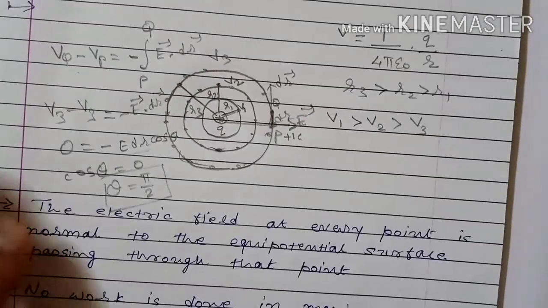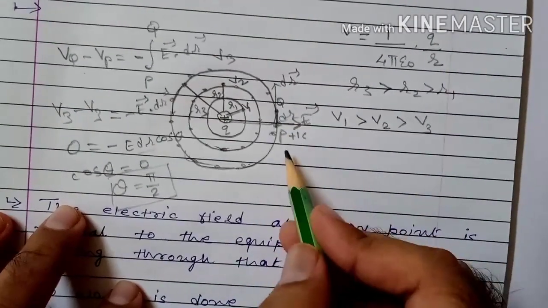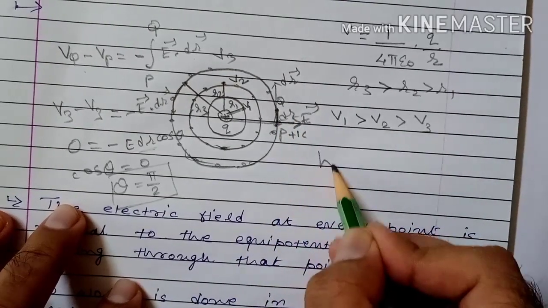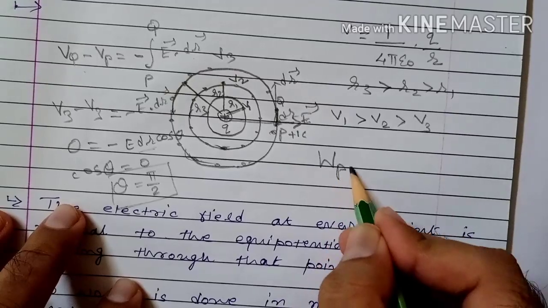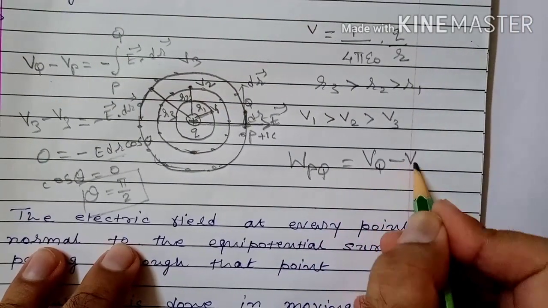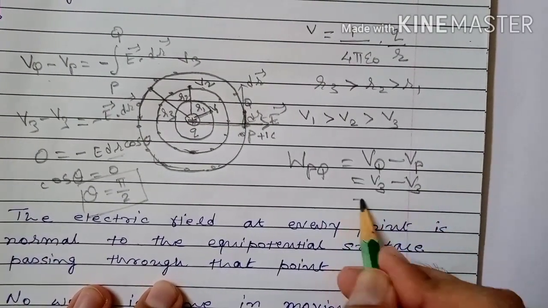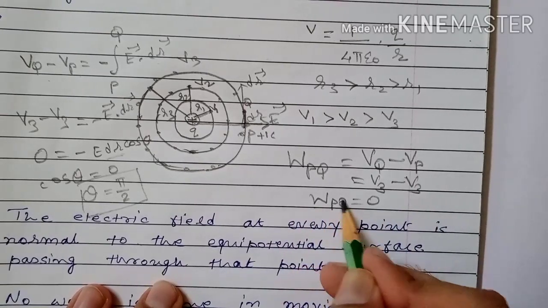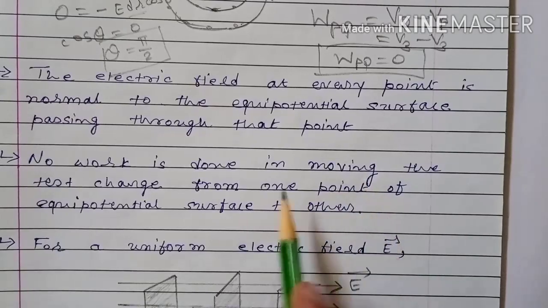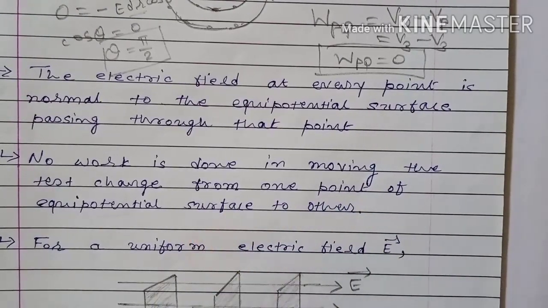Here, no work is done in moving this charge from P to Q. Here we are moving this charge of 1 coulomb from P to Q. Then work done in moving this charge from P to Q is VQ minus VP. But VQ, that is V3. VP, that is V3. V3 minus V3, that is 0. So we can say that no work is done in moving the test charge from one point to another on equipotential surface.